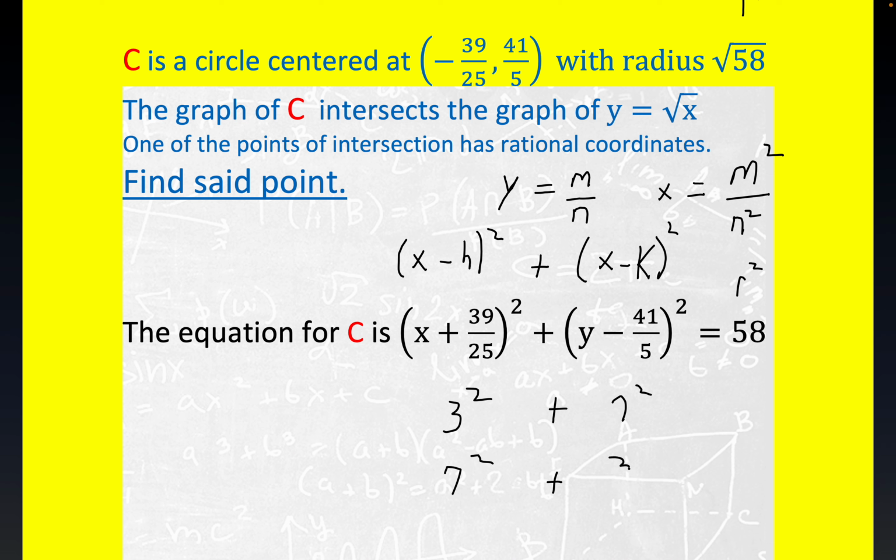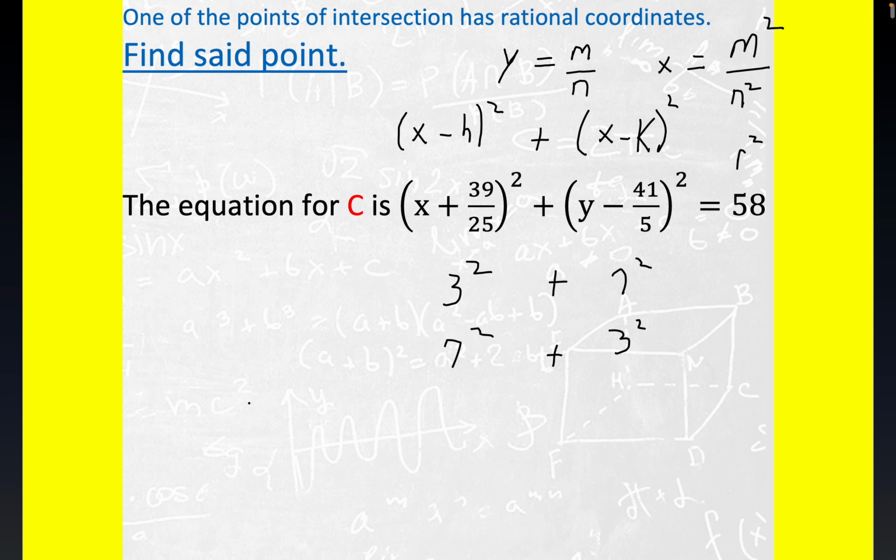That takes some noticing, but try the other small squares. 4 squared is 16, and what would the rest be? 42? 42 is not a perfect square. 5 squared is 25, and the remainder is 33, which is not a square either. So these are the only single-digit squares that sum up to 58: 3 and 7. You can check that, but it turns out to be important. So we can check 7 first.